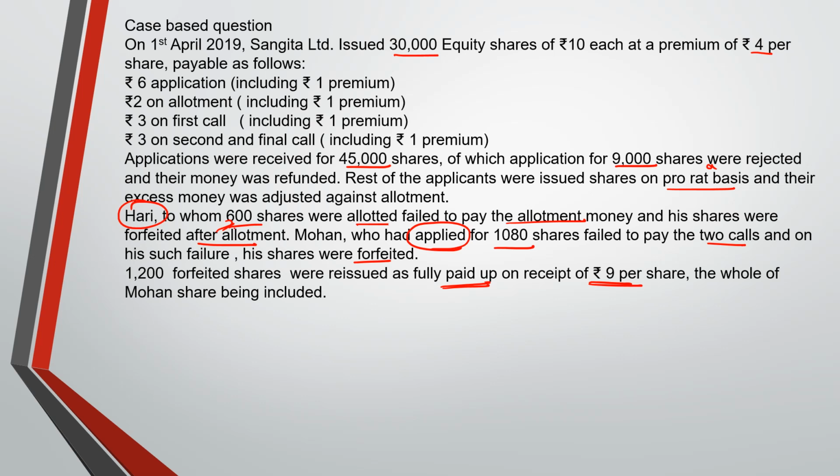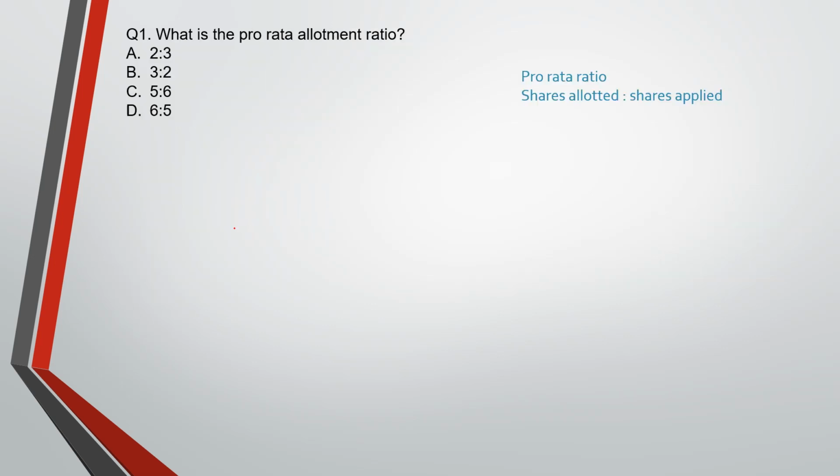Now let us look at the question and then take only the relevant information from here. First question, what is the pro rata allotment ratio? Now, it's a very simple question. We remember just this, that this ratio is calculated as shares allotted is to shares applied. Now here they said they had issued 30,000 shares.